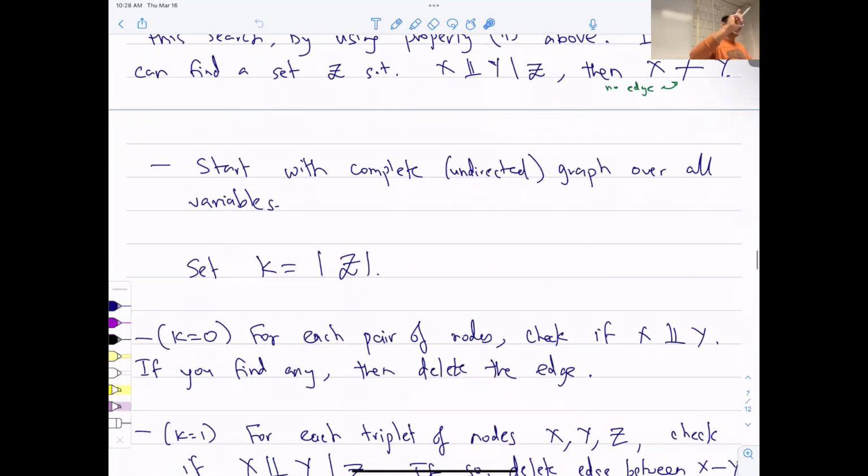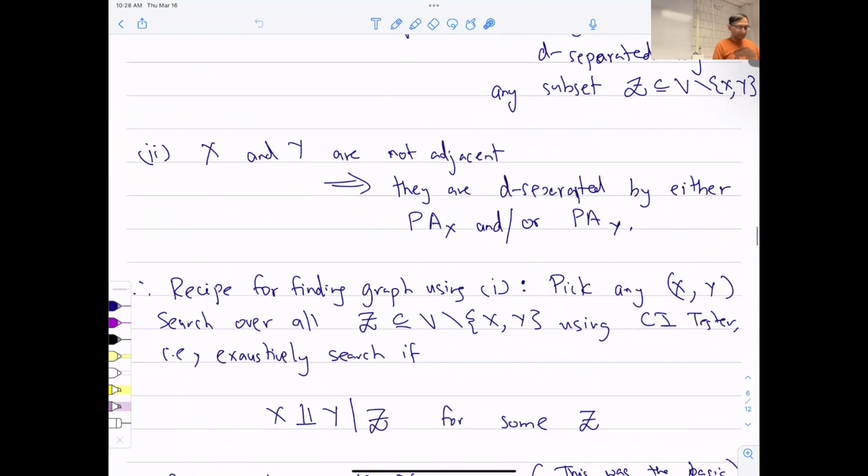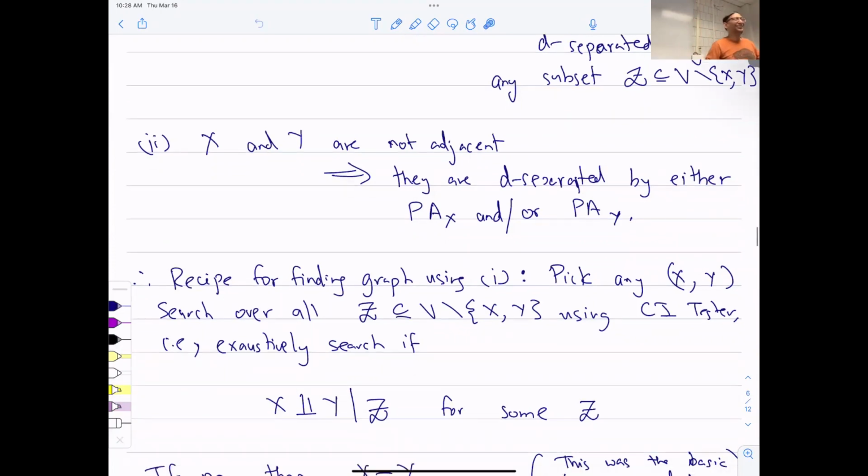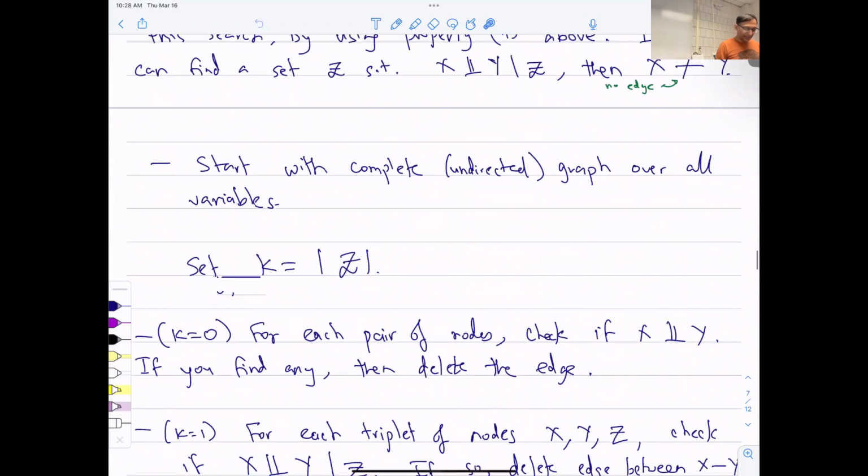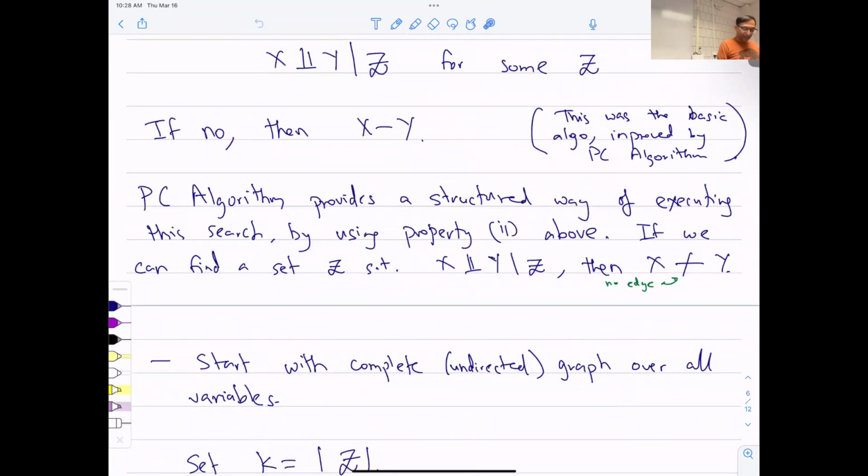The second one is about the parents, right? We're not even talking about the parents. They're d-separated by some set. You can just think of this as a set. If X and Y are not adjacent, they're separated by some set. Yes, it's only one direction, so I'm using the other way. If we can find a set Z such that this is true, then they are not neighbors. That's the property I'm using.